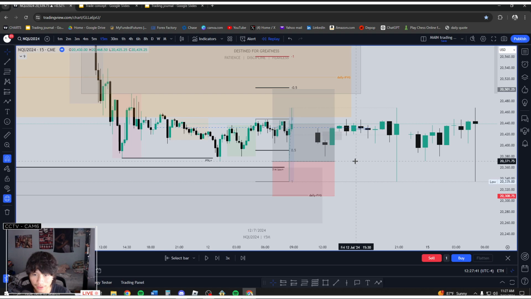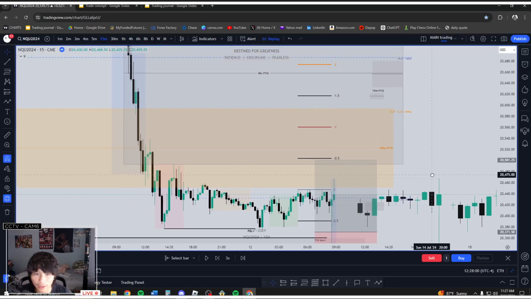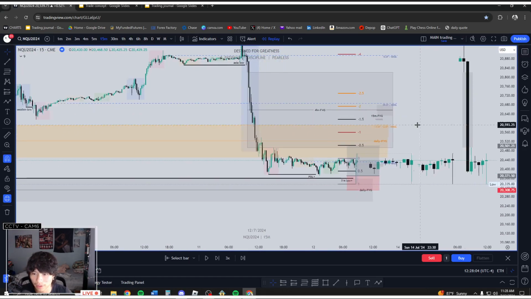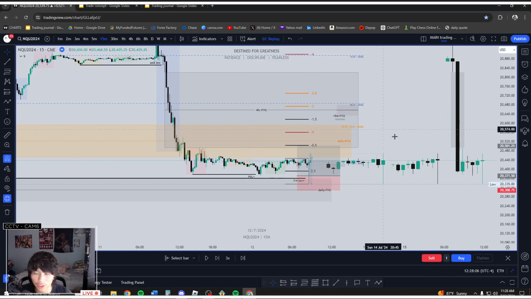Because they understand narrative, they understand that we're coming into a daily fair value gap, we're taking sell side liquidity, and their trade model is a liquidity sweep model. So some people might have taken this trade here after sweeping liquidity, coming to a higher time frame PD array, and targeting the equilibrium of this range here, or standard deviation projections.